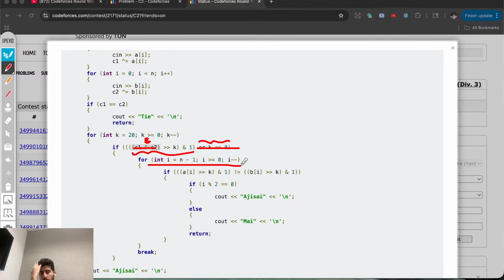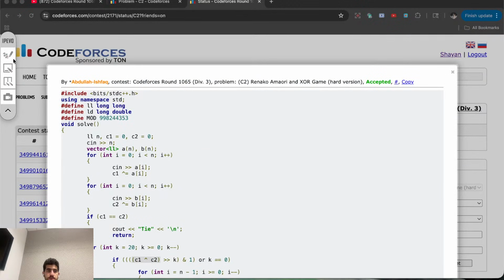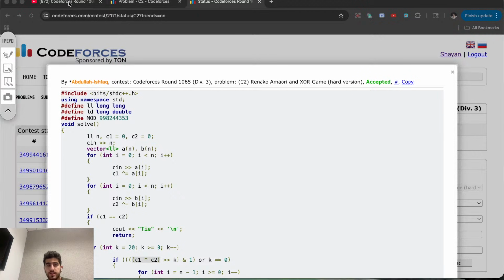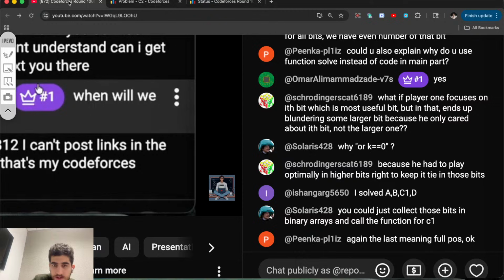If they were not equal, if i modulo 2 was 0, if it was Ajisai's play, he will print out Ajisai. If it was mine, he will print out Mine. And that's all. If you do this at the end, you will get accepted. Okay, so that's all about this problem.